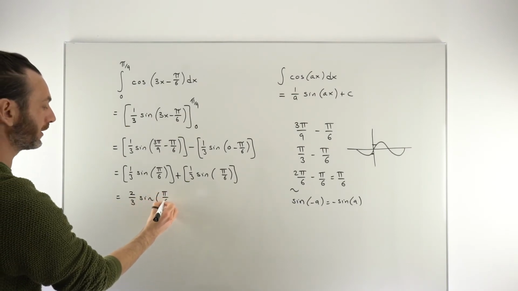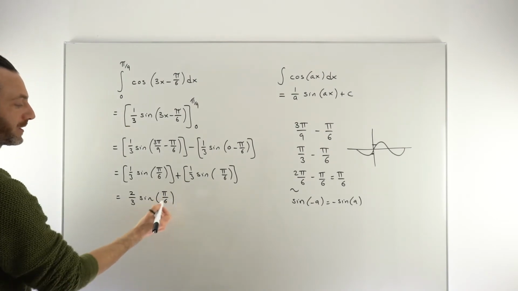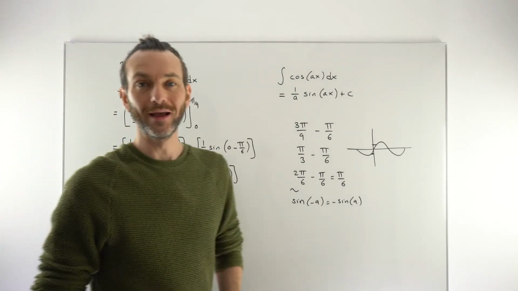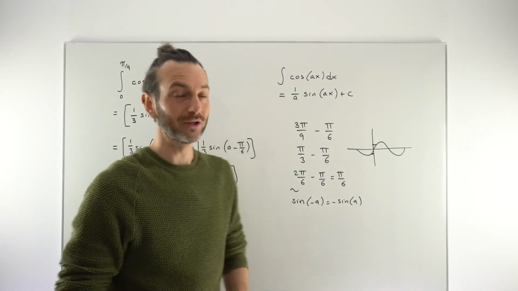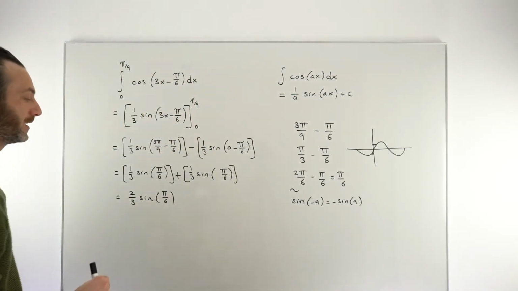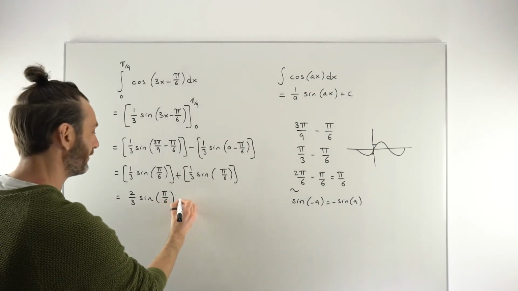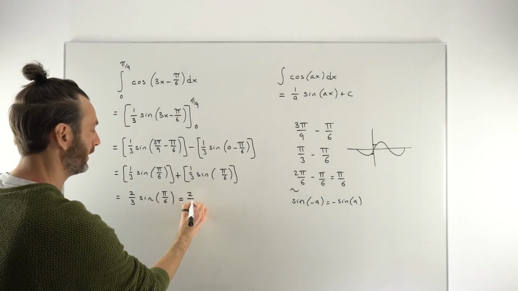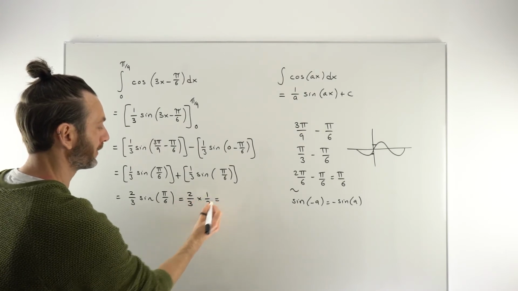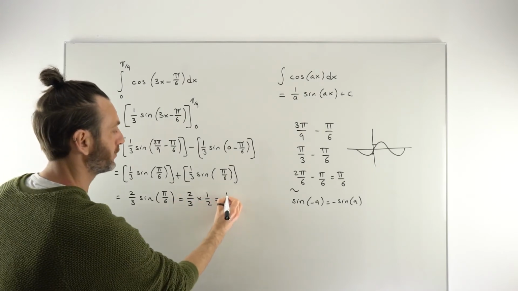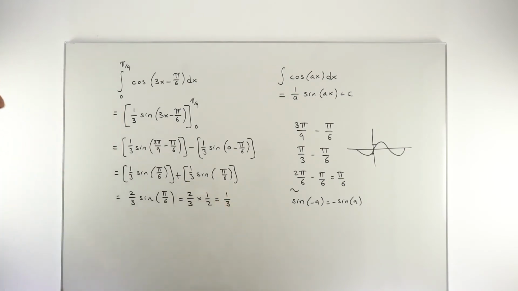This is a non-calculator question, so you need to be able to evaluate sine pi by 6 using trigonometric exact values. Pi by 6 in degrees is 30 degrees. This is the sine of 30 degrees. Sine of 30 degrees is 1/2. You should know that off the top of your head, hopefully. So this becomes 2/3 times 1/2. These 2's would just effectively cancel, so the final answer there is 1/3.